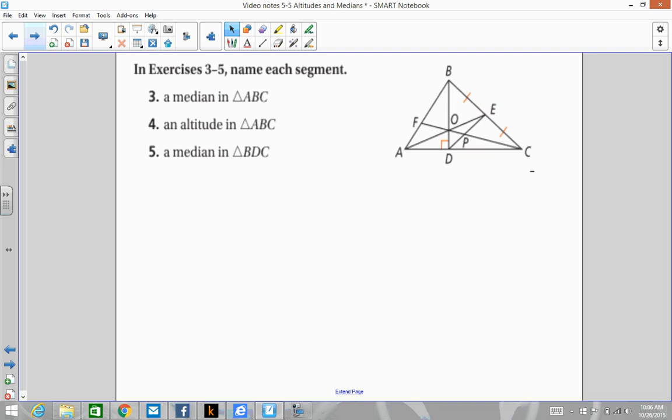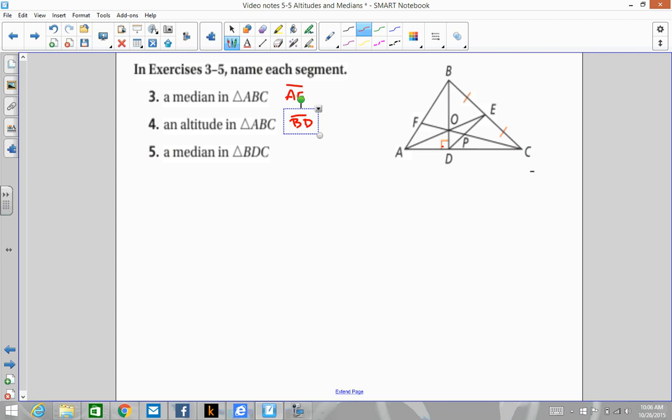All right, so next it says, in these three questions, name each segment that is an altitude or a median for each of those triangles. So pause the video and do these questions. All right, so for triangle ABC, that's the whole entire triangle, it says name a median. And so we're looking for something that goes from A, B, or C and goes to a midpoint. So AE does that. So this would be segment AE. Now name an altitude for ABC. We'll look for a right angle. That would be BD, because it makes a right angle right there.